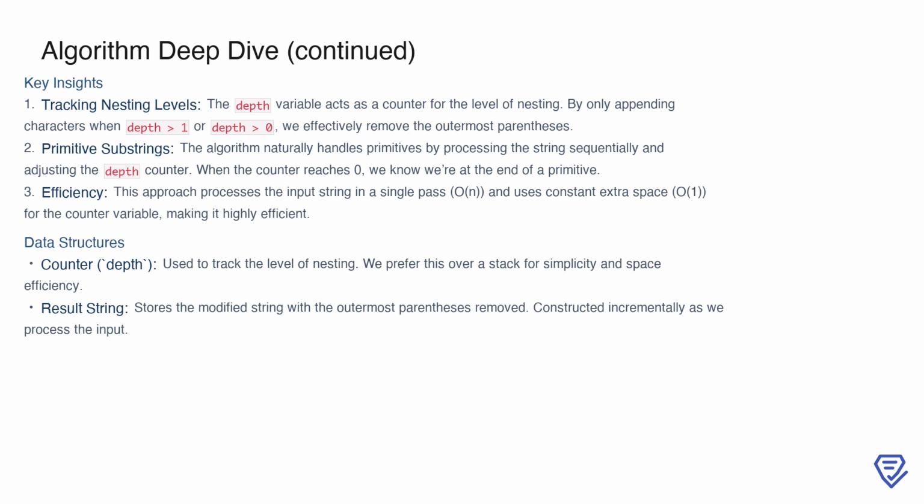By appending characters only when depth is 1 or greater, we effectively exclude the outermost parentheses from the result. Second, the algorithm naturally identifies and processes primitive substrings by incrementing and decrementing the depth counter. When the depth returns to 0, it signals the end of a primitive, and the process seamlessly continues for the next one. This sequential processing eliminates the need for additional data structures or segmentation logic.